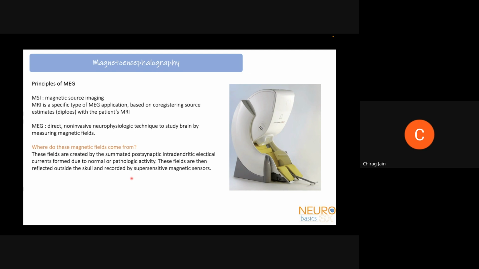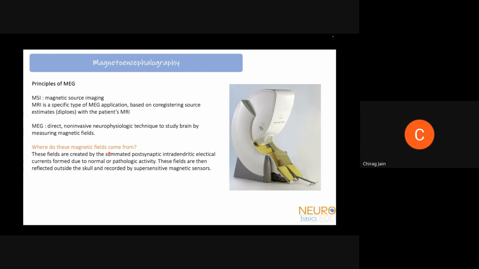MSI is basically a specific type of MEG application. It is not just MEG. MSI and MEG are not synonyms. So MSI is a way that MEG is used for the purpose of localizing dipoles within the patient's MRI. Okay, so MEG is a direct non-invasive neurophysiology technique which basically studies the brain's magnetic fields. After studying these magnetic fields, you get electrical activity by estimating these dipoles, and then you will co-register this with the patient's MRI. That is magnetic source imaging.